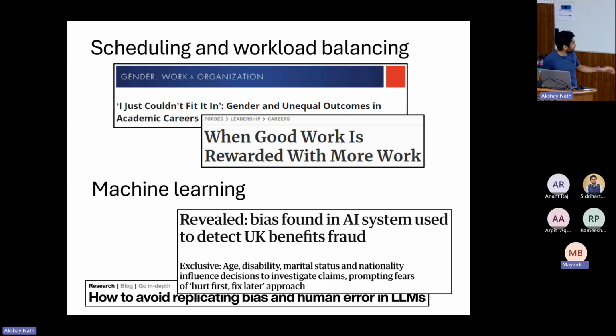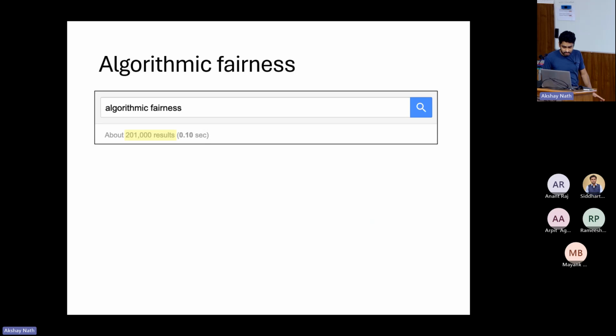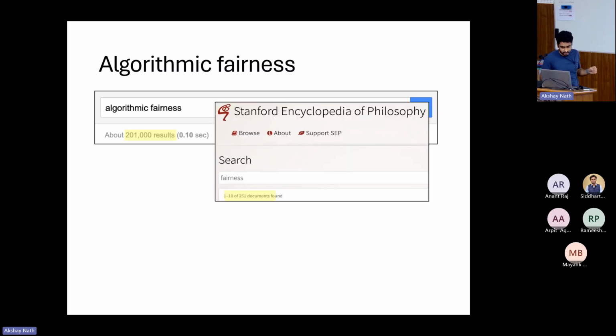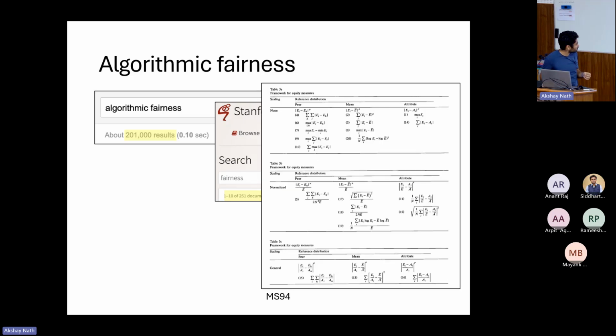Algorithmic fairness is a huge field, and you can ask these questions in workload balancing. You can ask these questions, of course, in machine learning. So the first thing to say is that a lot of people are trying to answer this question, right? There are about 200,000 results on Google Scholar. In philosophy, this question has been discussed extensively. And for facility location problems alone, this is a list of 20 different fair objectives from 1994.